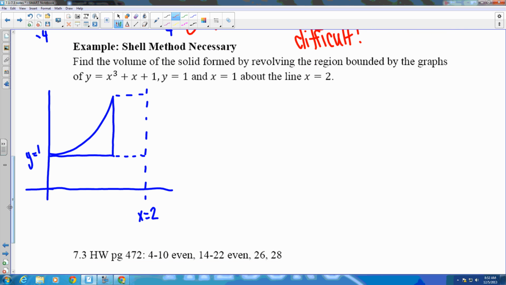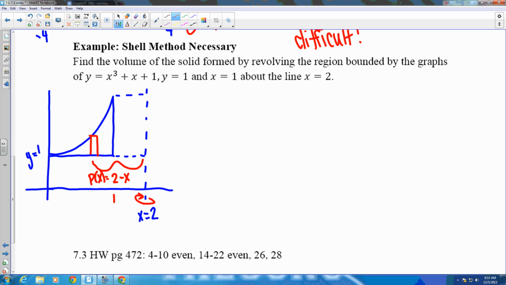And the last one, we're trying to find the volume of a solid formed by revolving the region bounded by the graphs of y equals x cubed plus x plus 1, y equals 1, and x equals 1, about the line x equals 2. So we're going to do the shell method on this one. We're flipping it over x equals 2. So for our p of x, we have to draw on a rectangle. The distance from the axis to the rectangle is actually 2 minus x.